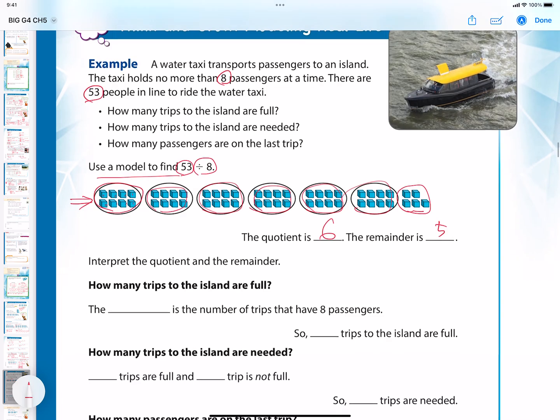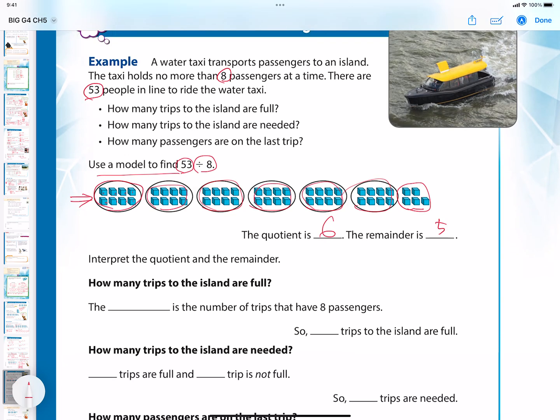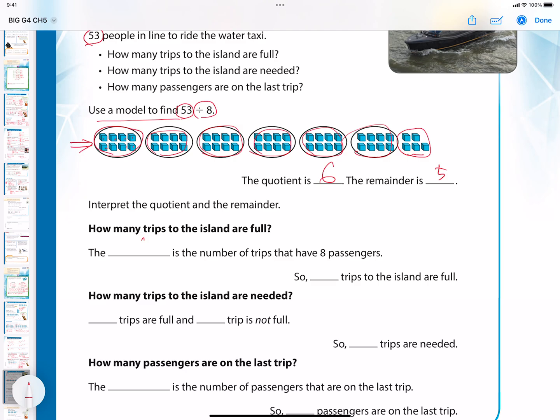How many trips to the island are full? Okay, the 6. Okay? Oh, hold on. The 6 is the number of trips that have 8 passengers. How many trips to the island are full? Okay, interpret. Oh, okay, so the quotient, yes, sorry. The quotient is the number of trips that have 8 passengers. Okay, so how many trips? That's the quotient. Okay, so 6 trips are full.